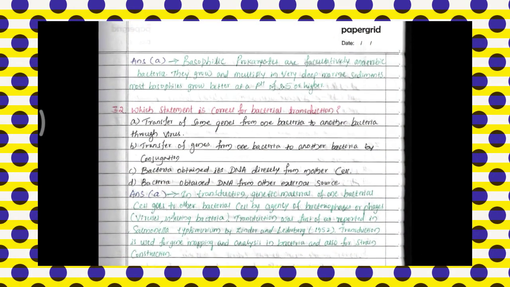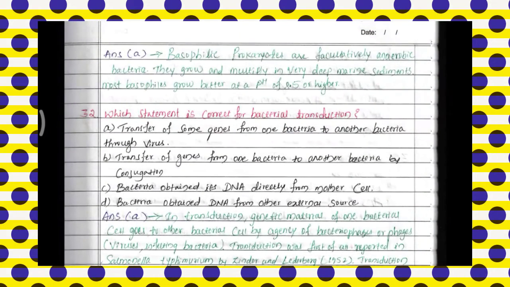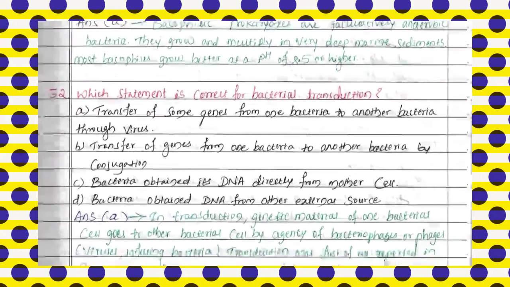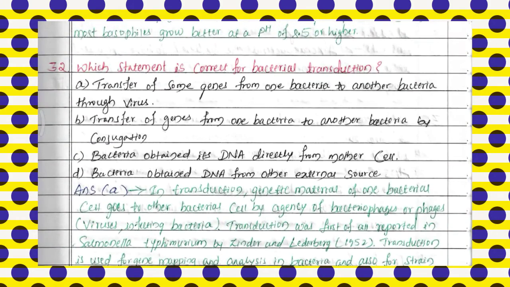Mesophilic prokaryotes are facultatively anaerobic bacteria. They grow and multiply in very deep marine sediments. Most basophiles grow better at pH of 8.5 or higher. Next, 32. Which statement is correct for bacterial transduction? A. Transfer of some genes from one bacteria to another bacteria through virus. B. Transfer of genes from one bacteria to another bacteria by conjugation.